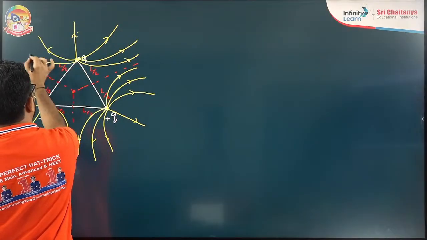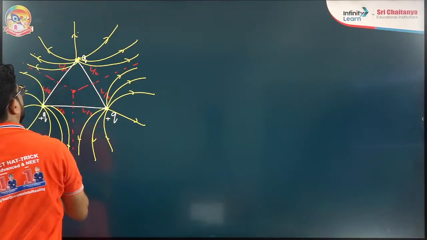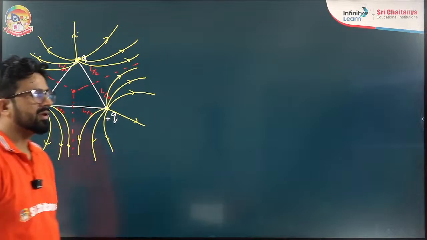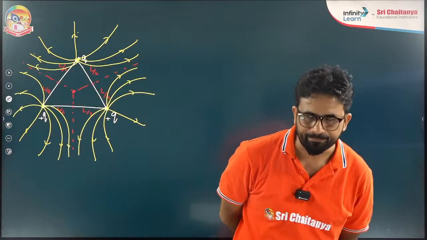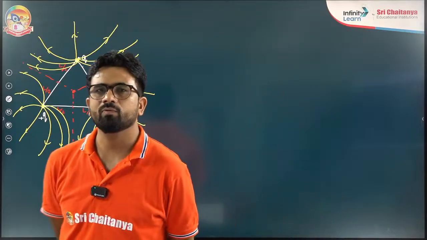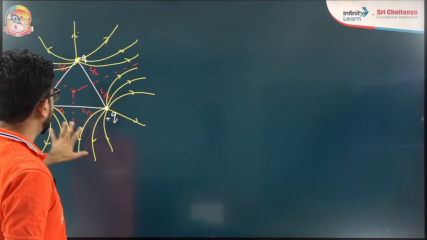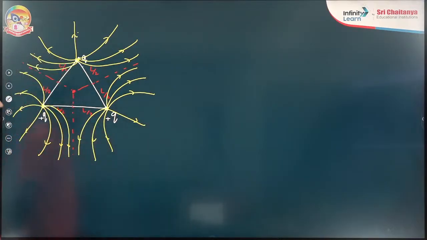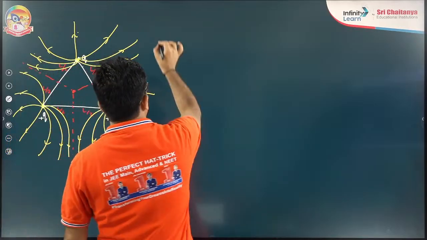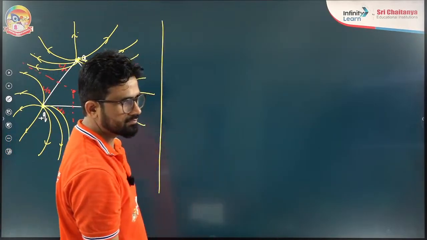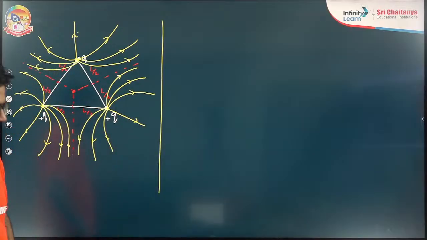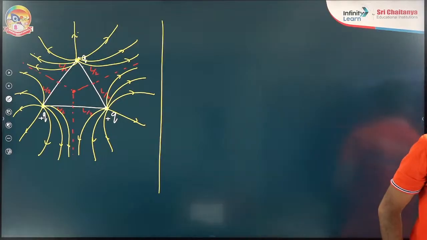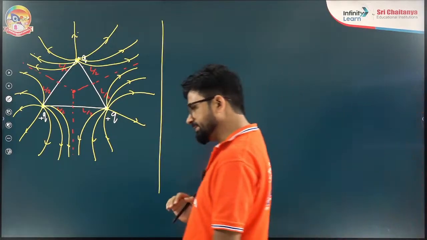These are field lines. No field lines will intersect each other, and since they are positive, the field lines would be radially outward. Is this diagram clear to everyone? Yes or no? Please reply. Is it clear to everyone?